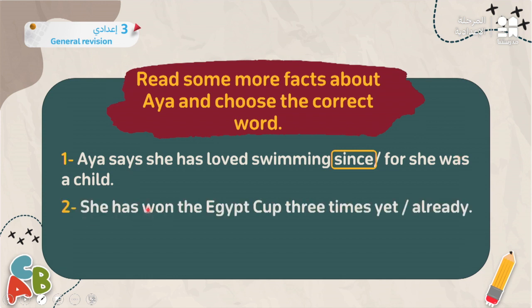She has won the Egypt Cup 3 times yet or already. برضو I have two keywords for the present perfect. عندي present perfect has won. طيب هعرف منين هي yet ولا already؟ ده حسب استخدام كل واحدة. احنا قلنا انه we use yet with negative sentences. يعني لازم تبقى negative sentence. يعني she hasn't won. ساعتها هقول yet.